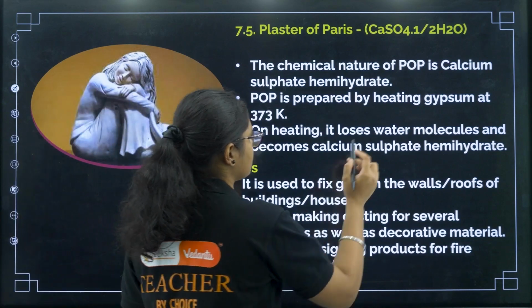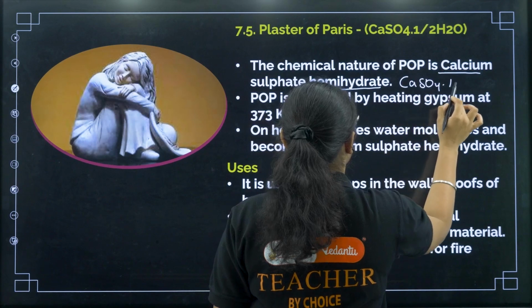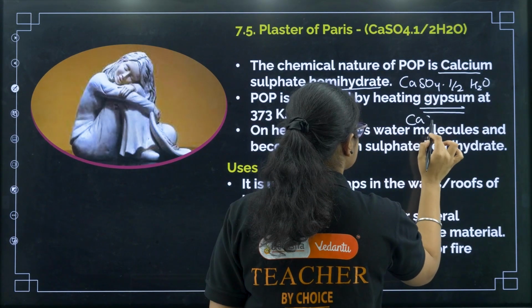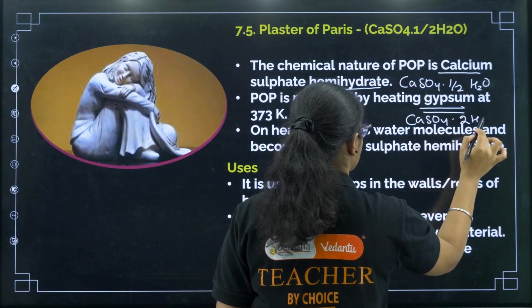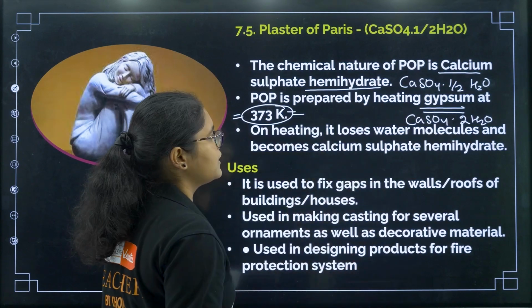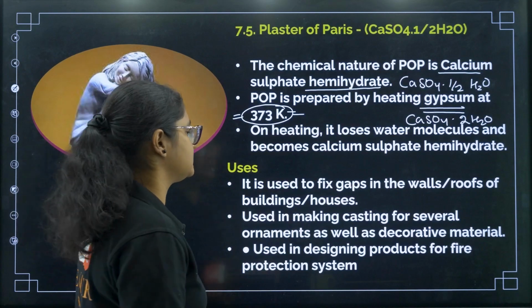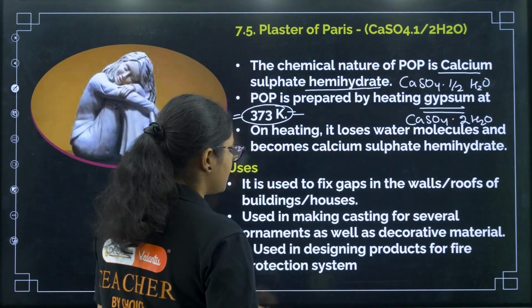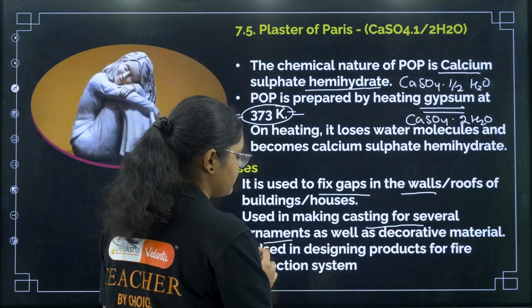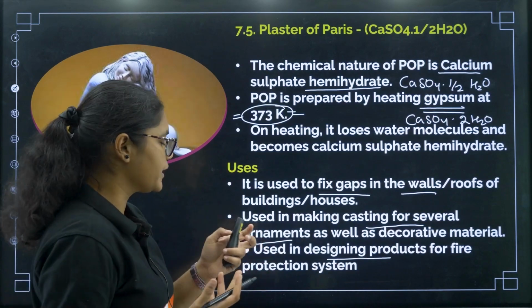The formula for plaster of Paris is calcium sulfate hemihydrate, meaning CaSO4·½H2O. Now it is prepared from gypsum. What's the formula of gypsum? CaSO4·2H2O. Okay. Now if you heat it at 373 Kelvin, this temperature is very important, then you will get plaster of Paris. It is used in many processes. It is used to fix gaps in the wall, making different types of ornaments, for design products, and for fractures we use plaster of Paris. Okay.